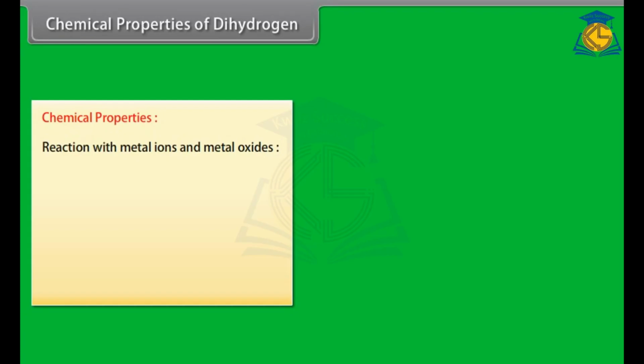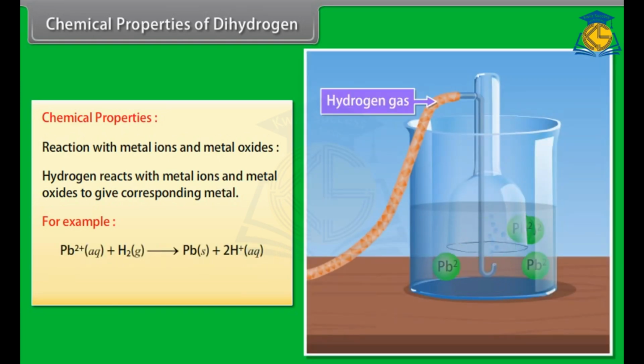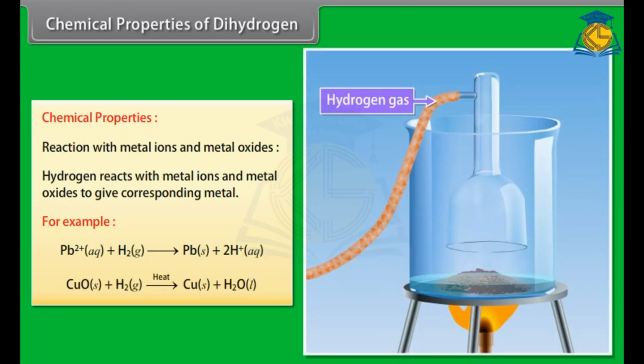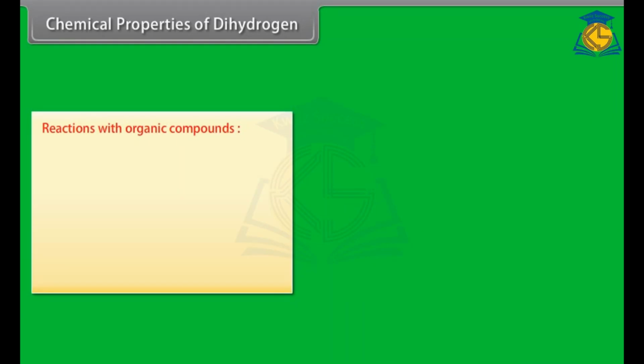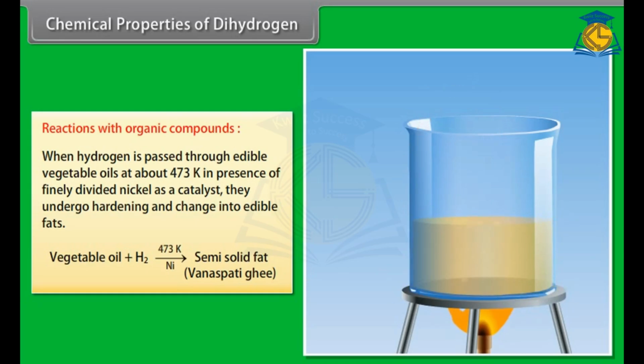Chemical properties of dihydrogen. Reaction with metal ions and metal oxides. Hydrogen reacts with metal ions and metal oxides to give the corresponding metal. For example, reactions with organic compounds. When hydrogen is passed through edible vegetable oils at about 473 Kelvin in the presence of finely divided nickel as a catalyst, they undergo hardening and change into edible fats.